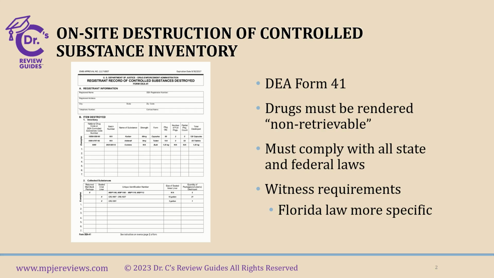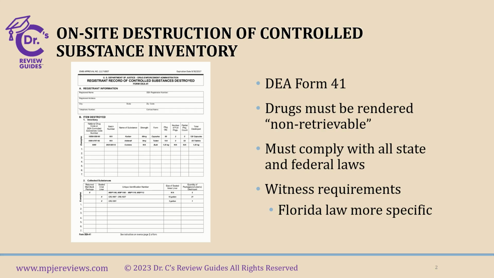substances to a reverse distributor, because reverse distributors are in the business of taking drugs back, not just controlled substances, but including controlled substances, but any expired drugs or drugs that can no longer be used. A reverse distributor will take them back and they will destroy them on their premises. So they probably use DEA Form 41 a lot.